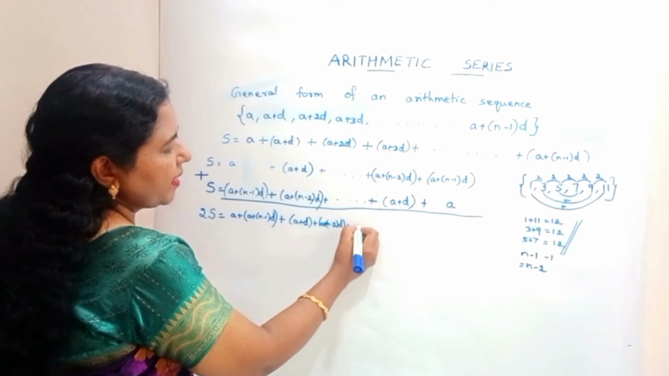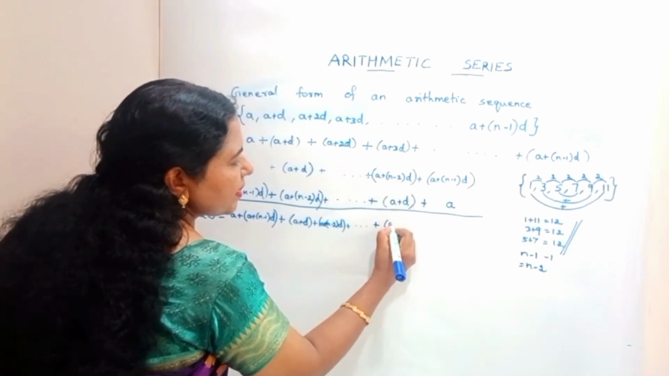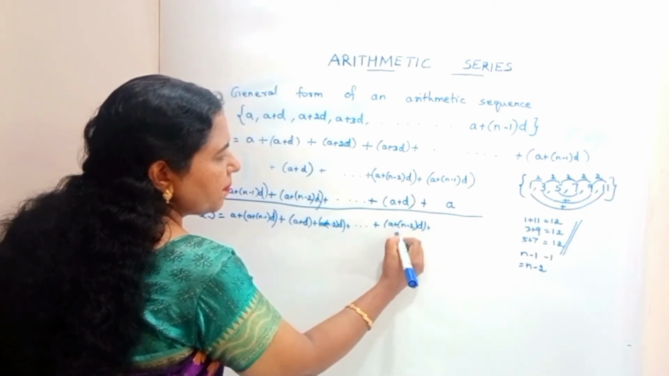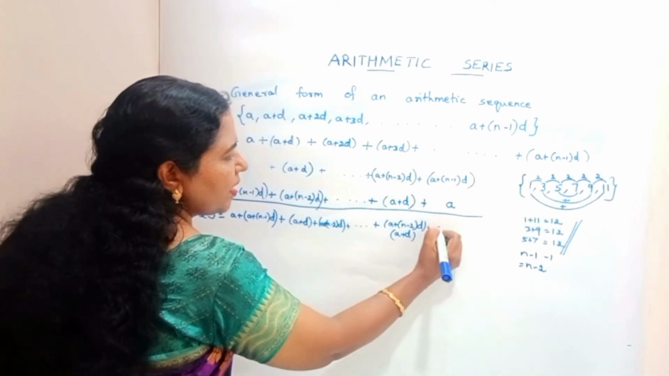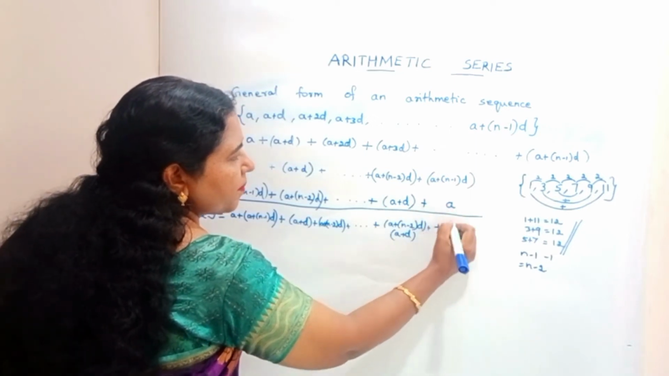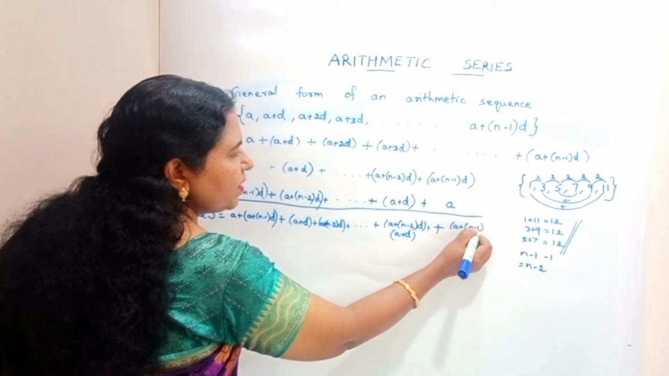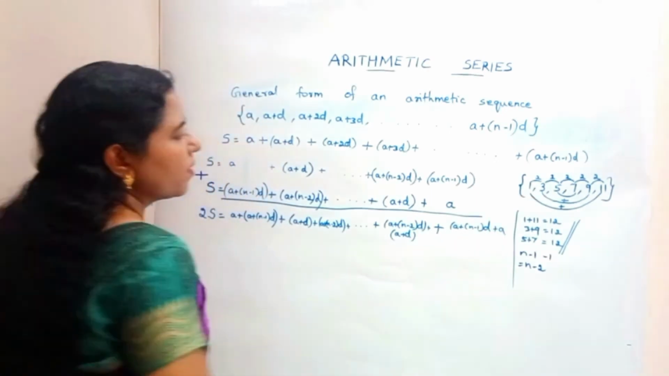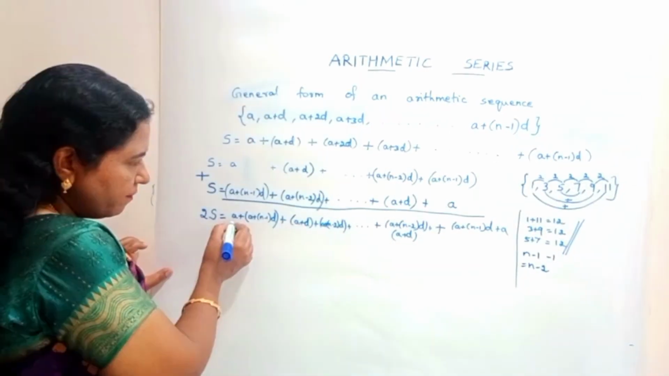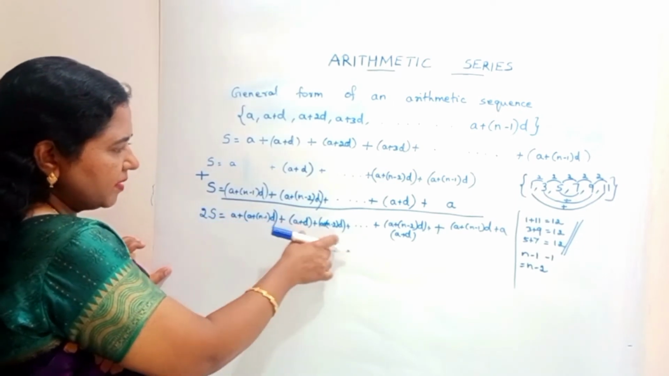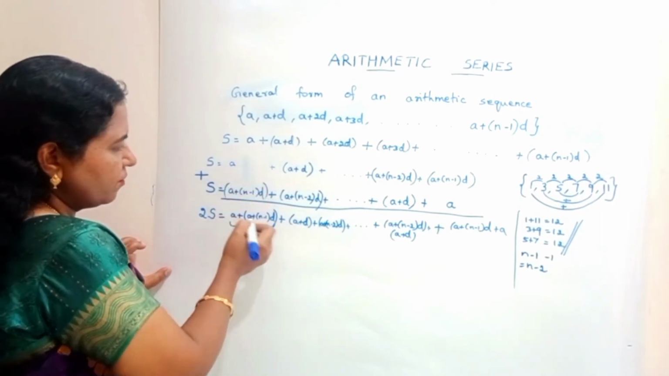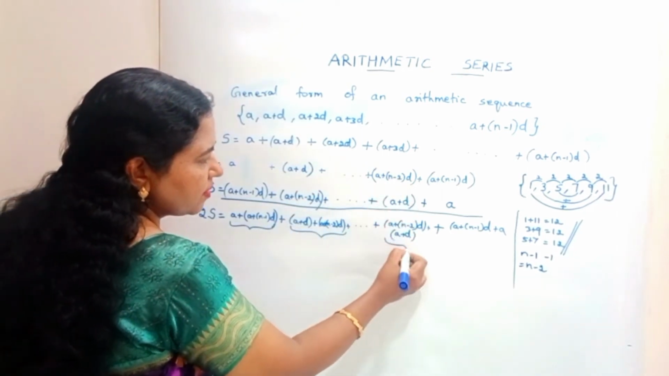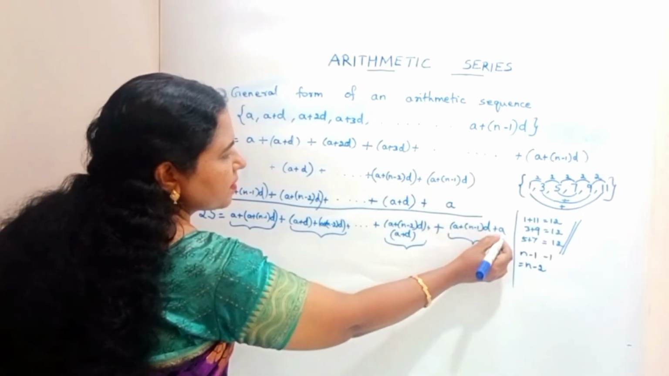Now plus etc. plus here it is a plus (n minus 2) into d plus a plus d. And coming to the last, it is a plus (n minus 1) into d plus a. Okay, so now we have to add. We should not confuse this part with the second part. So this is corresponding to the first one. When we are adding these two, we are getting these two. When we are adding these two, it is this, and here it is this. So we have to add.